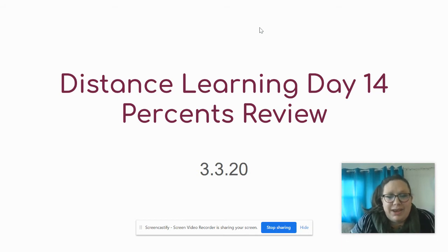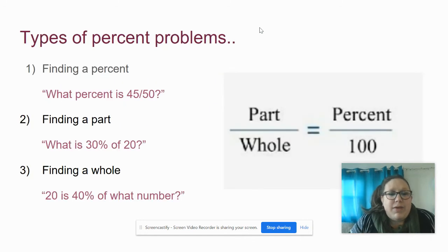So let's get started. As you might remember, there are 3 different types of percent problems because every percent problem involves a part, whole, and a percent, and then that percent is always over the number 100. So we really need to identify what's what so we know what to put where.